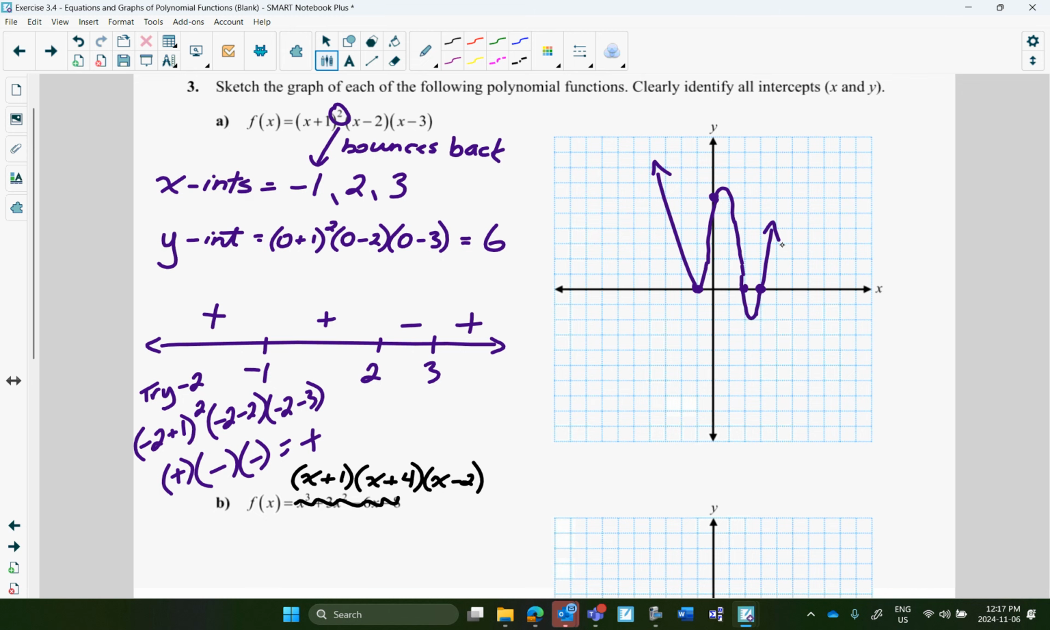For Friday, I'd like you to do exercise 3.4, except do not do number 4. We haven't covered it yet. Do not do number 4. We'll finish ones like number 4 on Friday, and that will take care of this unit.